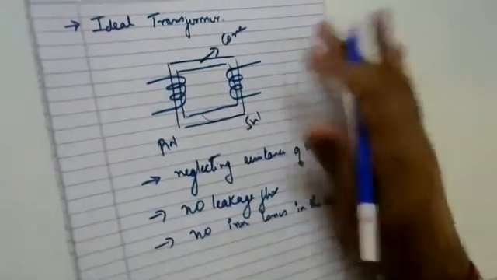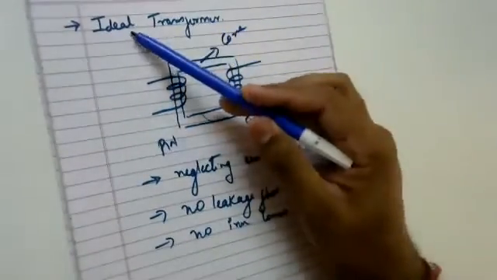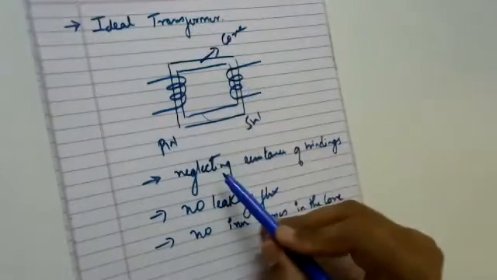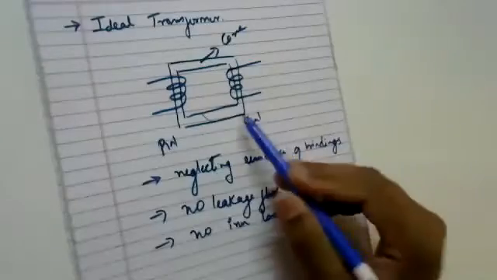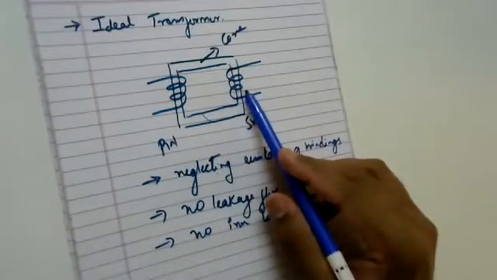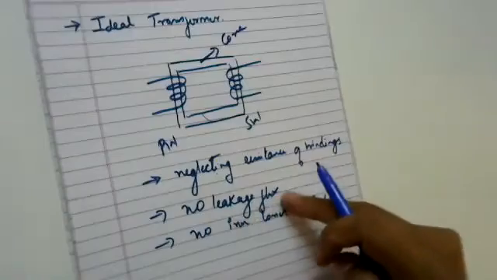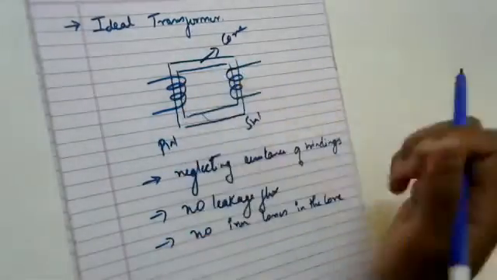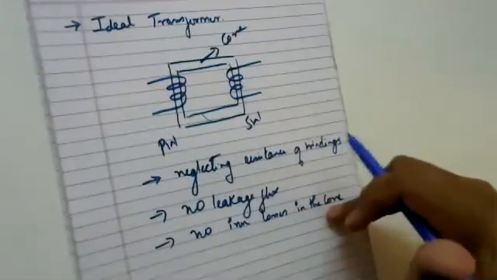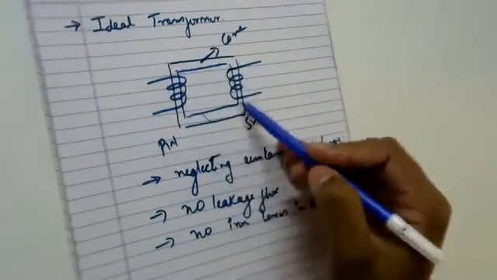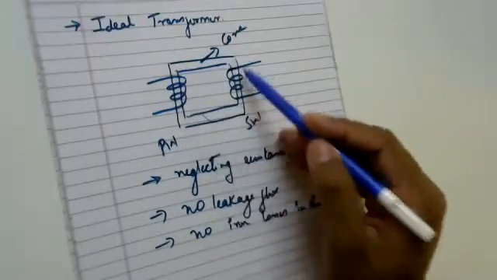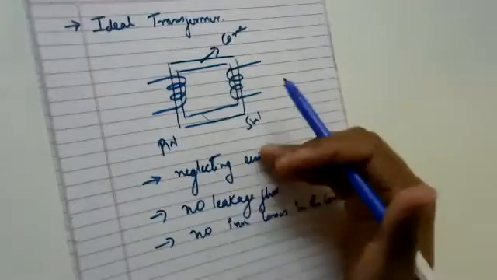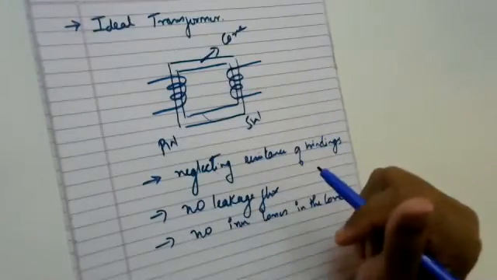You need to remember that if I call a transformer an ideal transformer, it means the windings do not have any resistance. So we are neglecting the resistance of both the primary winding and the secondary winding. Second, there is no leakage flux, that is, whatever flux has been produced by the primary, the complete flux is linked to the secondary. And third, there are no iron losses in the core, that is, when the flux is moving in the core, there is no iron loss. Now we'll elaborate on each individual term.